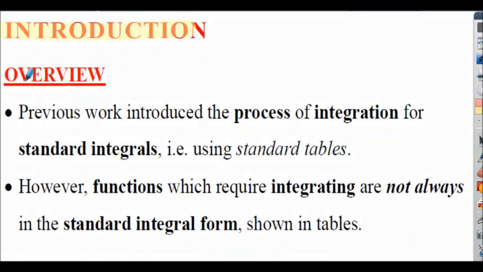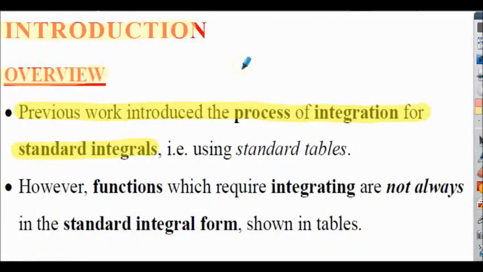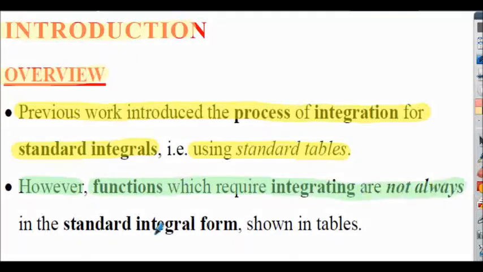Introduction. Here's an overview of integration using substitution. The previous presentation introduced the process of integration for standard integrals, sometimes referred to as standard forms, which were solved using standard tables. However, functions which require integrating are not always in the standard integral form shown in these tables.